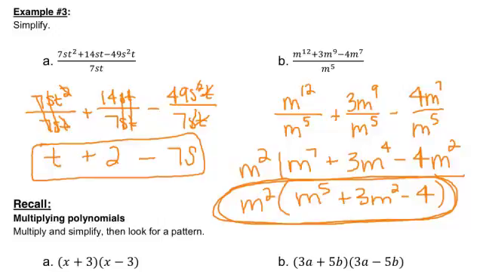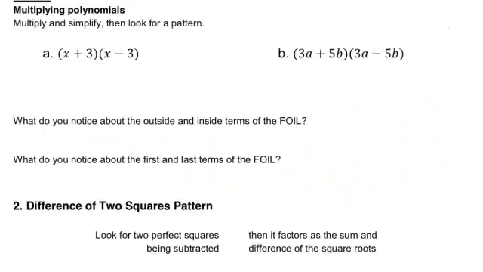So again, whenever we're dividing by one term, we can split up the numerator so that each of them is divided by that term that's in the denominator. For the next section of notes, I want you to think about multiplying polynomials. So I want you to look at part A and part B. I want you to pause the video. I want you to multiply and simplify and look for a pattern. Once you have finished part A and part B, I want you to answer the two questions.